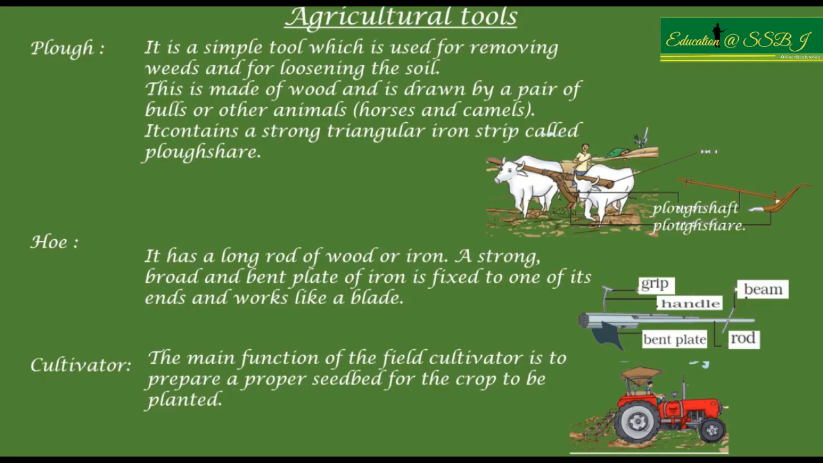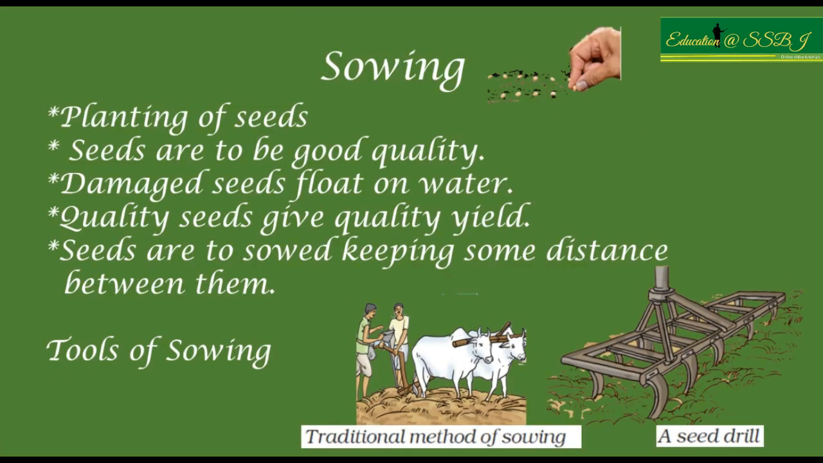After that we have seen sowing, and the meaning of sowing is planting seeds. But before that we have to check the quality of seeds. And how do you determine the quality of seeds? Generally, damaged seeds float on water. Good quality seeds will give you good quality yield. Therefore, when you purchase seeds, we should search for a trusted shop. And seeds are to be sown with some distance, because every plant requires proper nutrition.